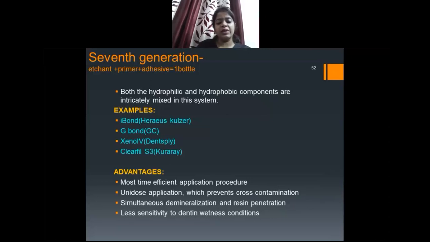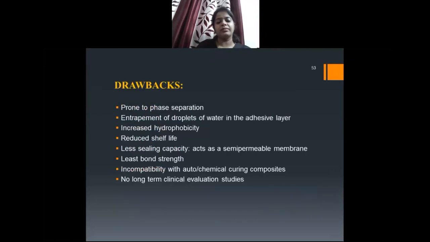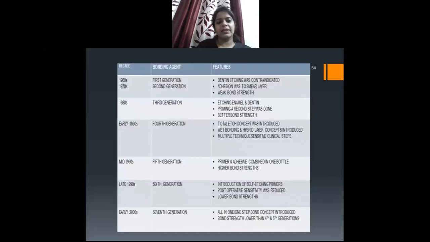Advantages are most time efficient application procedure, unidose application, simultaneous demineralization and resin penetration, less sensitive to dentin wetness condition. Whereas drawbacks: prone to phase separation, entrapment of droplets of water in the adhesive layer, increased hydrophobicity, reduced shelf life, less sealing capacity, less bond strength, incompatibility with autochemical curing composites, no long-term clinical evaluation studies. So this is the history of the bonding agents and their important features.